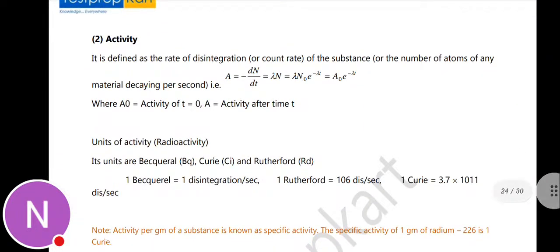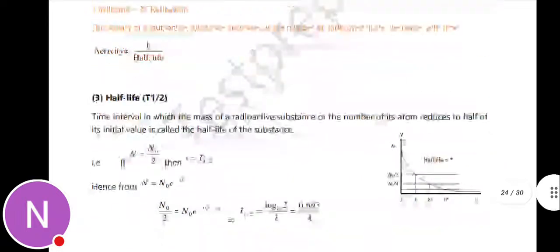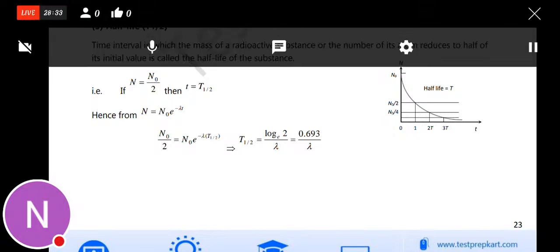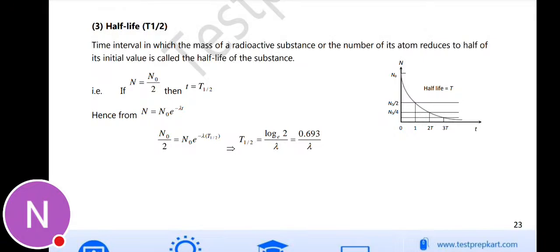Next, they have given here an activity, so it can be done by yourself. Next is half life, that is T1 by 2, also we can say. The time interval in which the mass of a radioactive substance or the number of its atoms reduces to half of its initial value is called the half life of a substance. If N is equal to N naught by 2, then t is equal to capital T1 by 2.